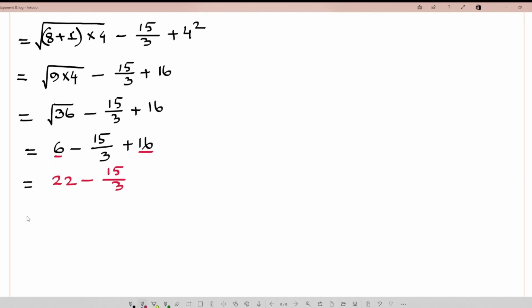Okay, now we can make LCM. So 3, here is 66 minus 15, here is 66 minus 15 is 51, divided by 3. So 51 divide 3, it will be 17, and this is our answer.